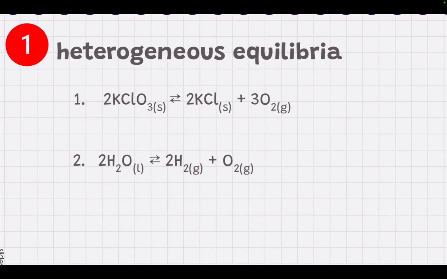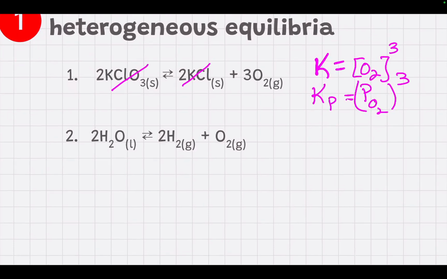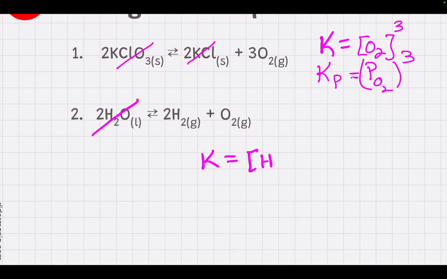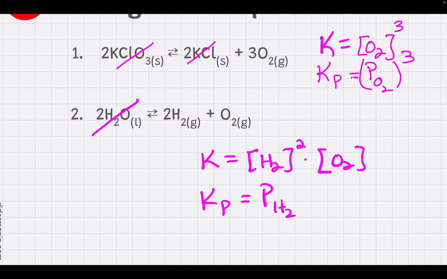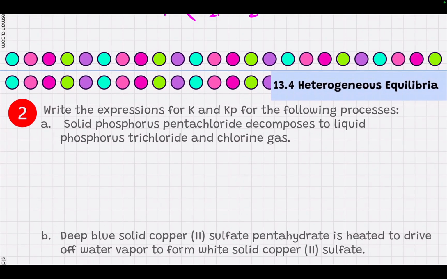So for this first one, if I were going to write the equilibrium expression in terms of concentration, I'm going to exclude these solids and it would just be the oxygen. I could do Kp also, which would be the pressure of the oxygen cubed. Here we're going to remove the liquid. Our equilibrium is only dependent on the hydrogen and the oxygen. My Kp would be the pressure of the hydrogen squared times the pressure of the O2. I think I'm going to skip these.